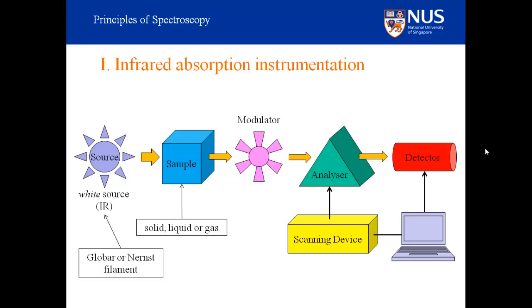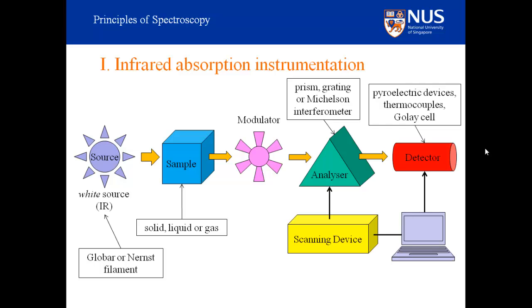The sample can be solid, liquid or gas. I'm sure you've put liquid samples or a Nujol mull between sodium chloride plates, and you may also have analysed a gas sample. Indeed, this is one of the experiments that you do in CM2192 when you'll have a look at the spectrum of gaseous HCl. The analyzer can be a prism, a diffraction grating, or a Michelson interferometer. We've discussed how these operate in an earlier lecture.